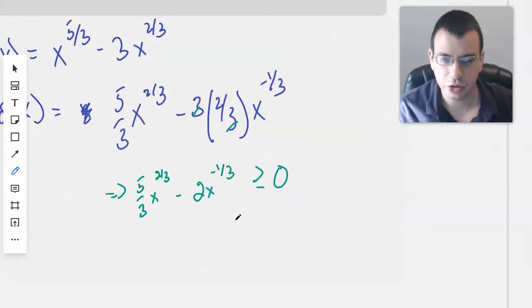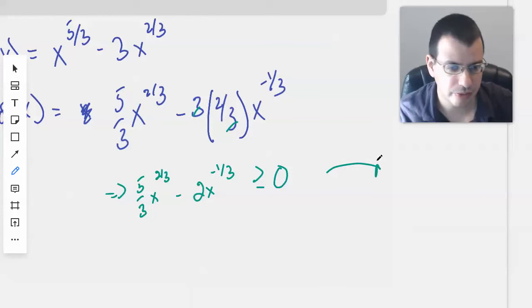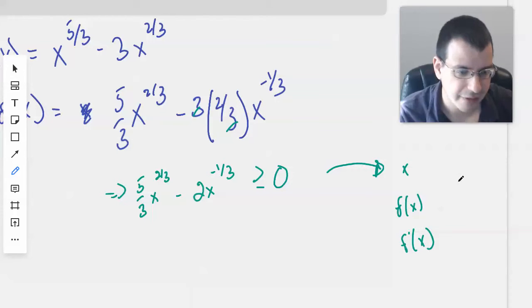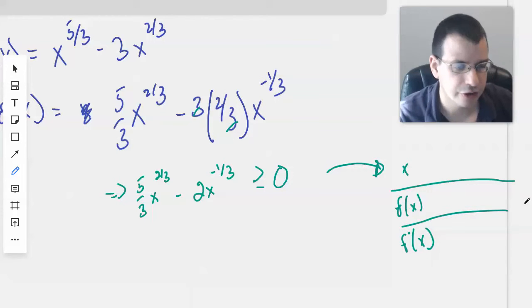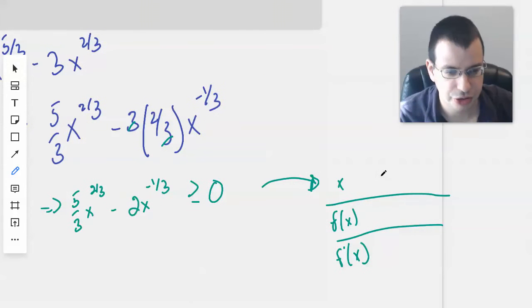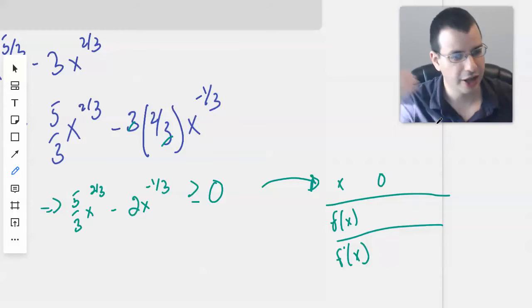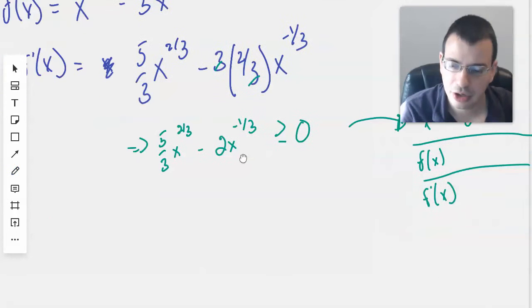So there's 2 ways I'm thinking about going for it. One would be you draw up a table like this, and then it's greater than or equal to 0, so we put 0 here, and then we do our critical points, and we find on each side of it how it worked.